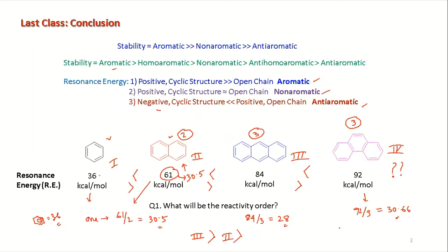Then you have 4, and then you have 1. This is the order of reactivity. So 3 will have the maximum reactivity, which means it is very less stable with respect to other compounds. And then you have 2, 4, and 1. Hope you got these points. Beyond that, you have other reasoning too, but since we are looking at the resonance energy, this is one of the easiest ways to explain.